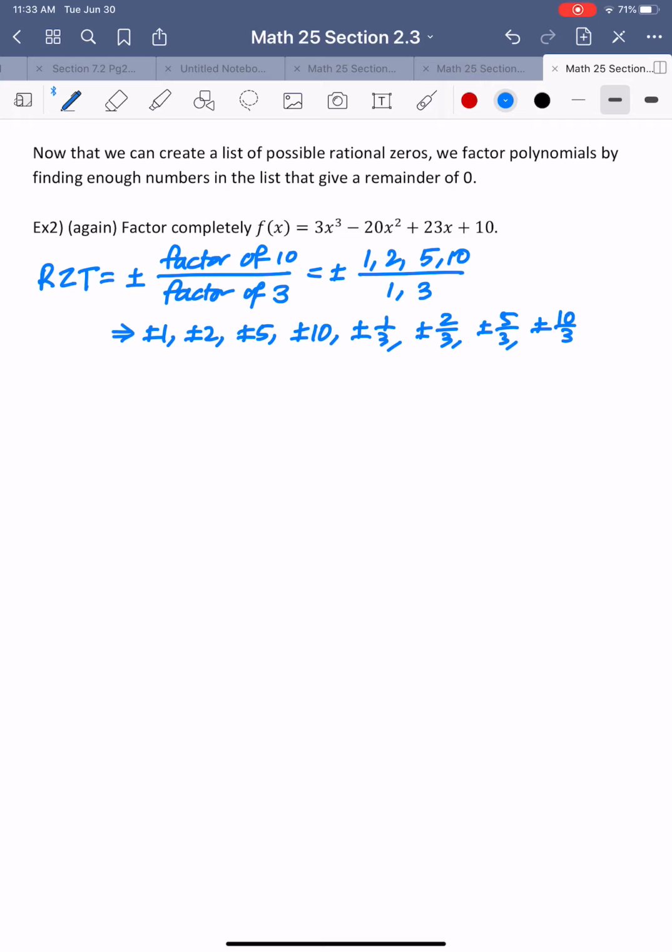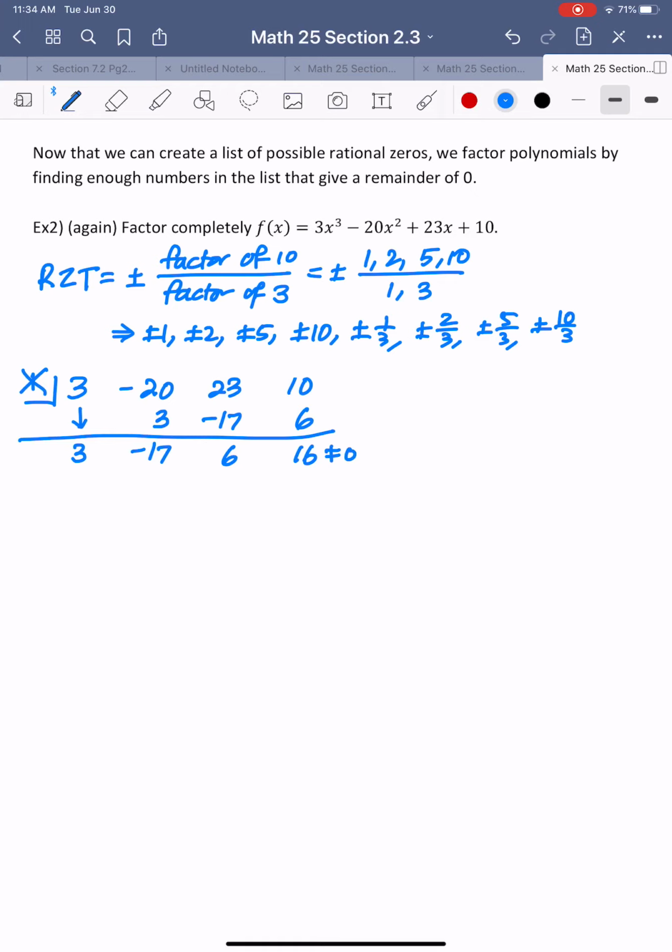All right, so let's try. Now we have to test them out. So I'm going to start from the 1, okay? So I got 3, negative 20, 23, and 10, and then divide by 1. So drop the 3 using the synthetic division, okay? And then 3 times 1 is 3, negative 17, and then negative 17 times 1, and 6. 6 times 1 is a 6, and 16, which is not equal to 0. So 1 is not going to be the zero, which means x minus 1 is not going to be the factor.